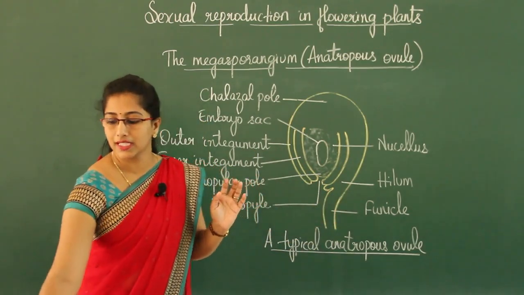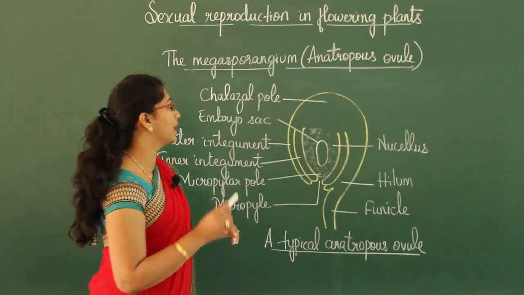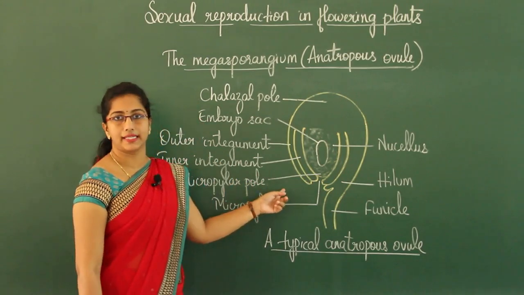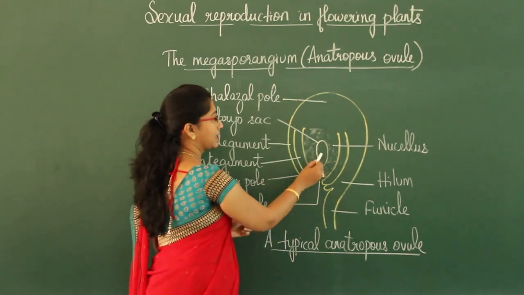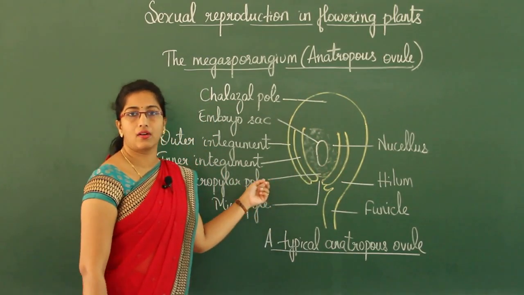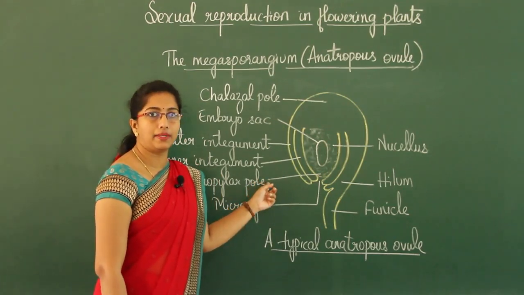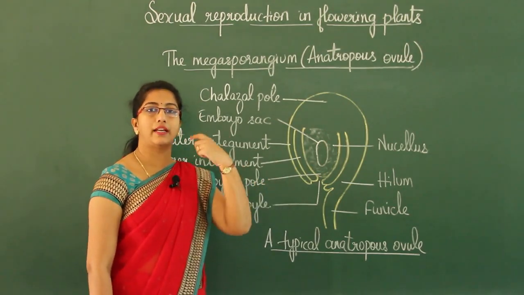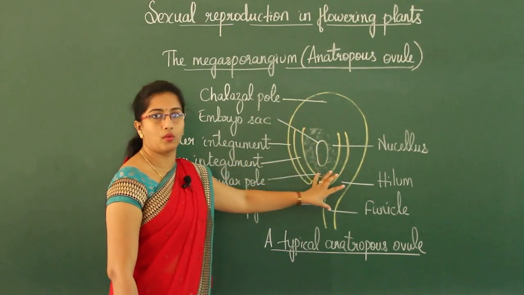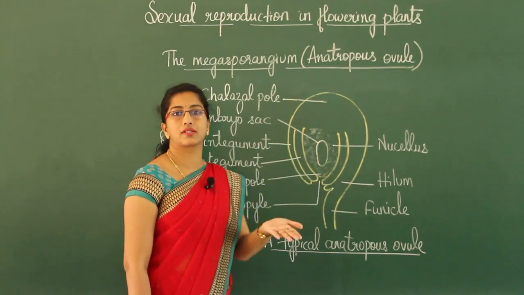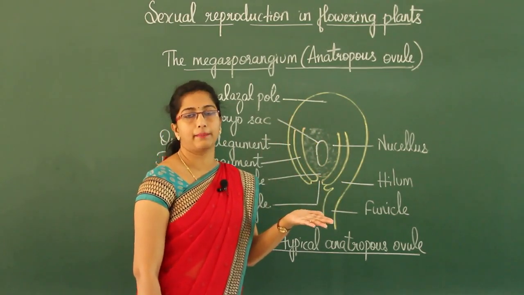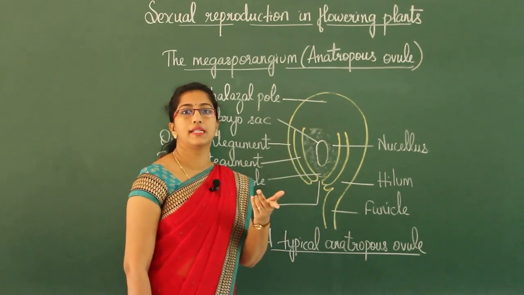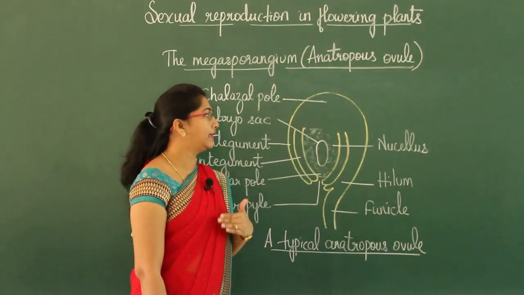Now we studied the structure of the ovule. Next, what we have to study is the embryo sac or the female gametophyte. How does it develop inside the ovule, and what is the structure of the embryo sac? So both we will have to study, and that we will study now.